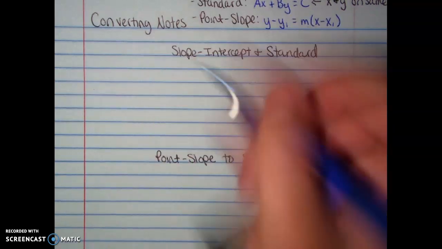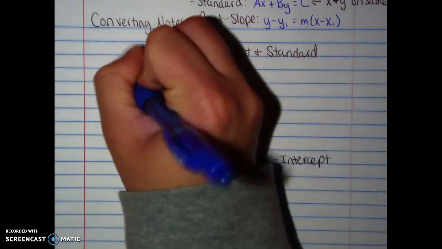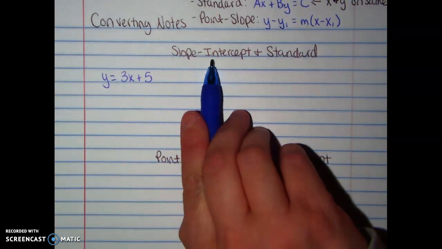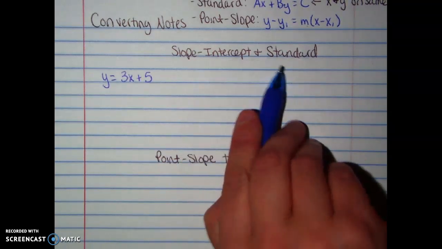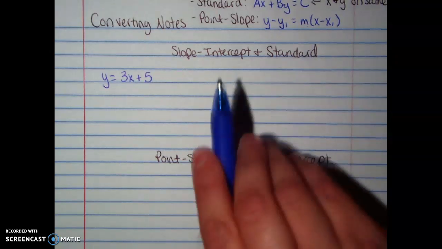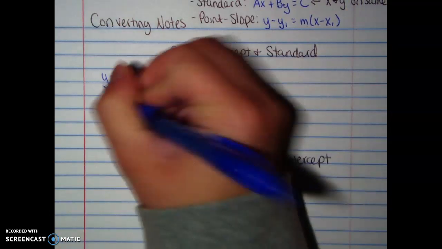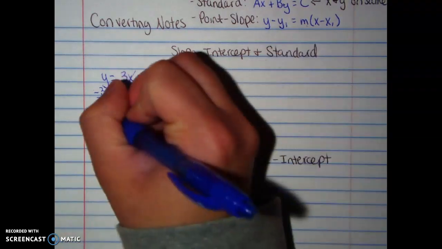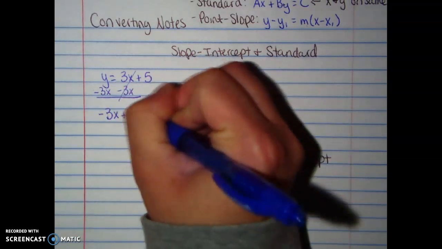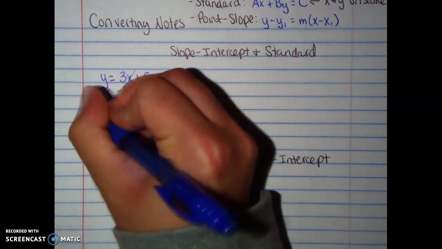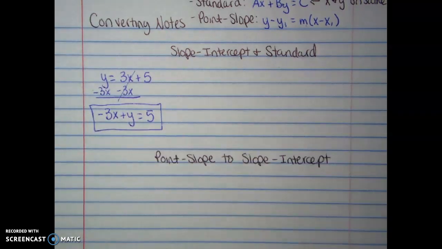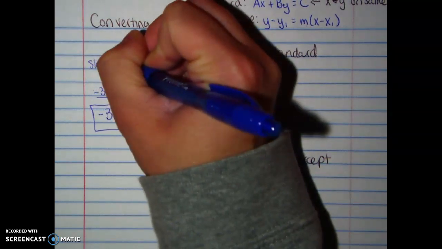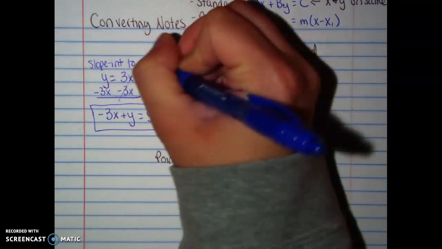So first one I'm going to do is y equals 3x plus 5. So this one is already in slope-intercept form, so I want to convert it to standard form. And for standard form, I want x and y on the same side. So the only step I'm going to do is subtract the 3x from both sides. And you put the x term first. So negative 3x plus y equals 5. And there's your answer. So that was slope-intercept to standard.